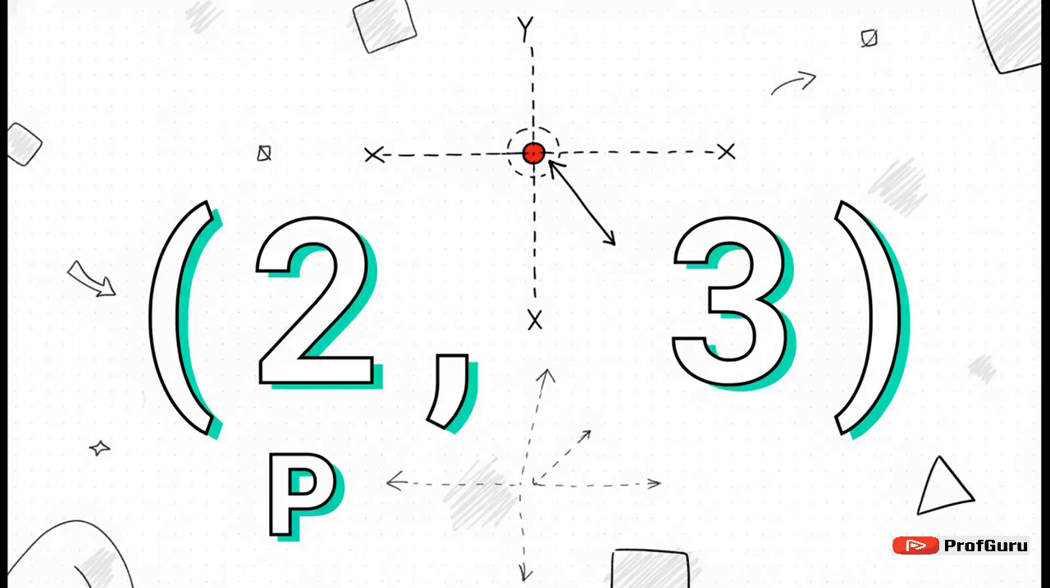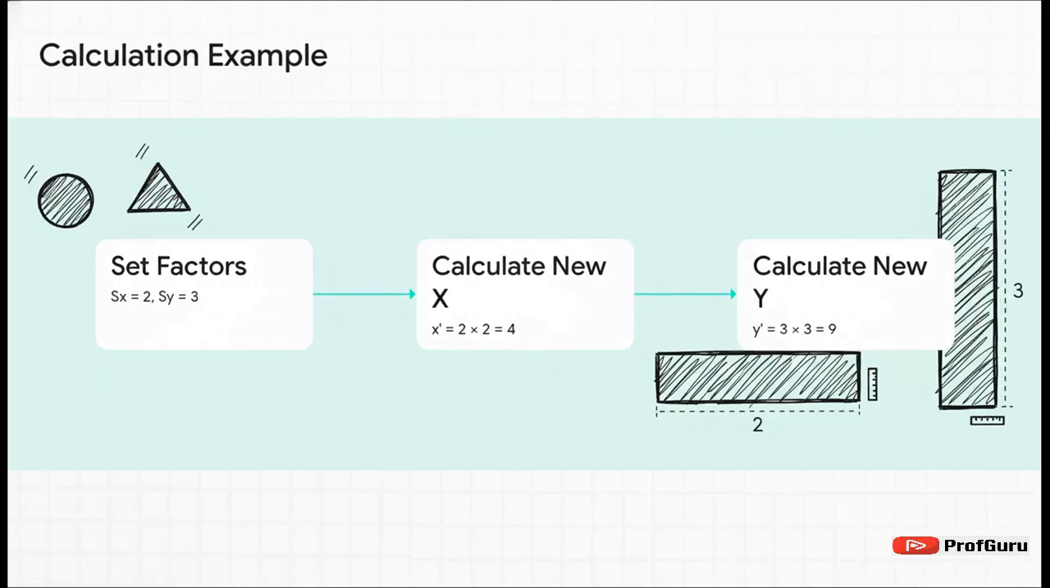Okay, let's make this real with a quick example. Imagine a single point on our screen, and it's located at the coordinates 2, 3. We'll just call it point P. Now, let's say we want to make our object twice as wide and 3 times as tall. So we set our scaling factors. Sx is going to be 2 and Sy is going to be 3. We just plug these right into our formulas.